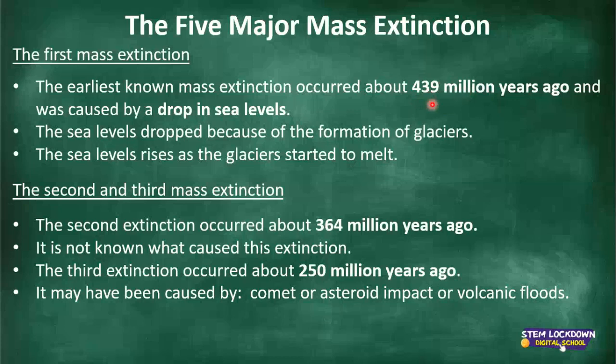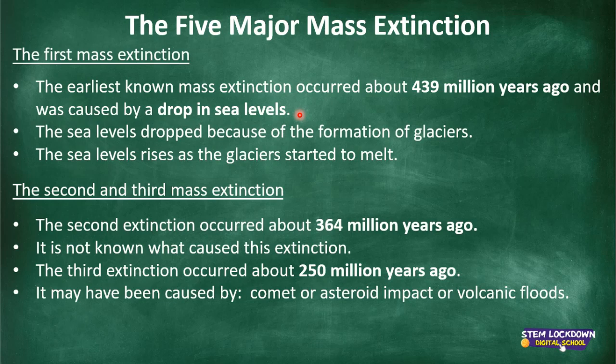So you see I bolded the years here and what caused it, but I didn't bold it in black, it's just bolded. So the first mass extinction, this is the earliest known mass extinction that occurred about 439 million years ago, and it was caused by a drop in sea levels. So another climate change scenario. So the sea levels dropped because of the formation of glaciers, and glaciers are what? They're a large sheet of ice.